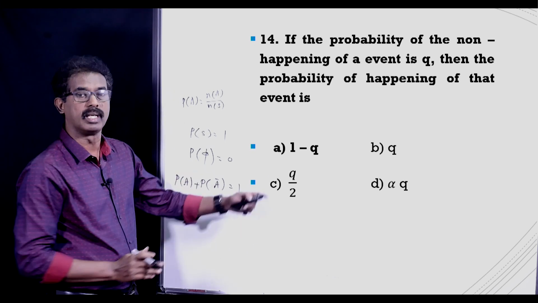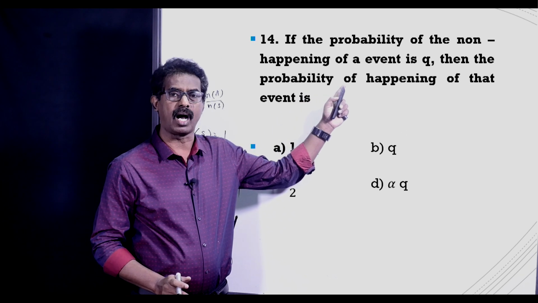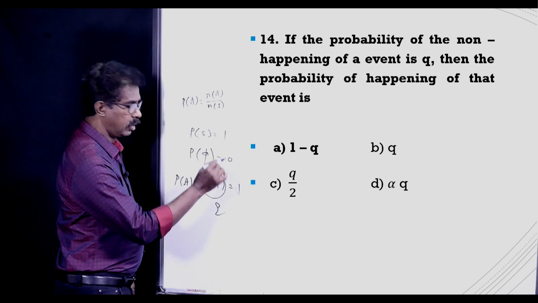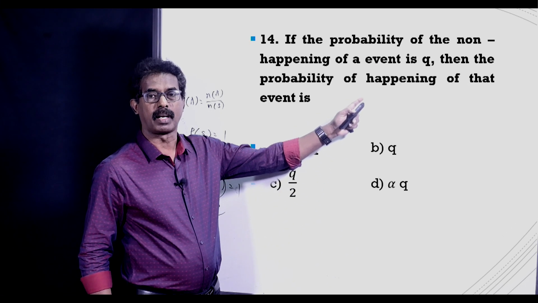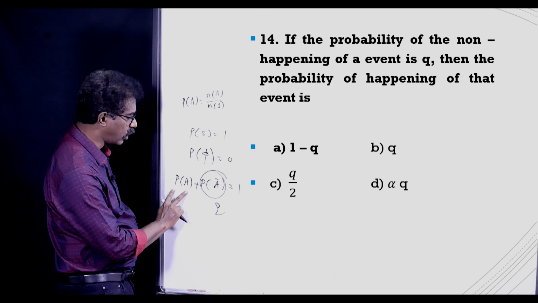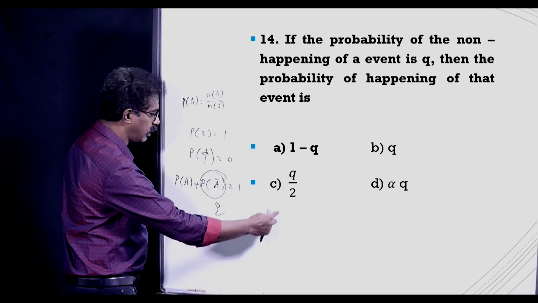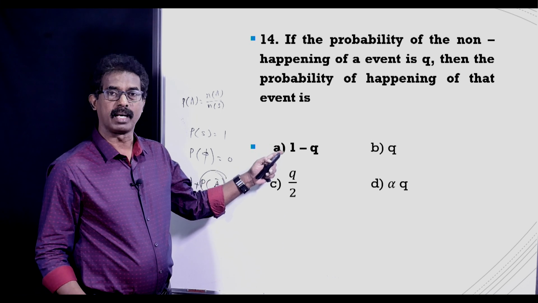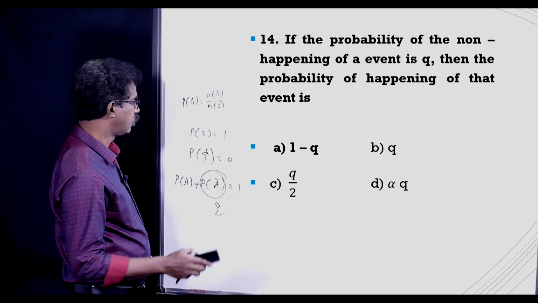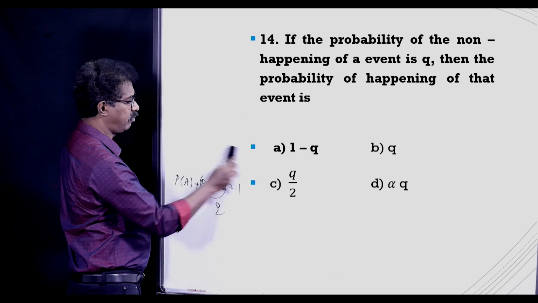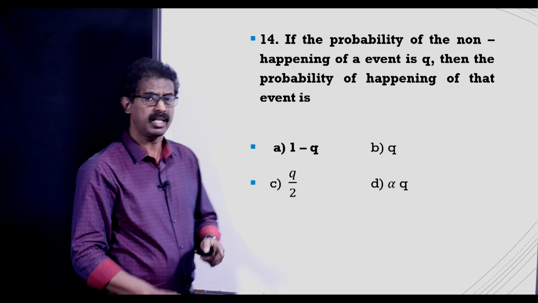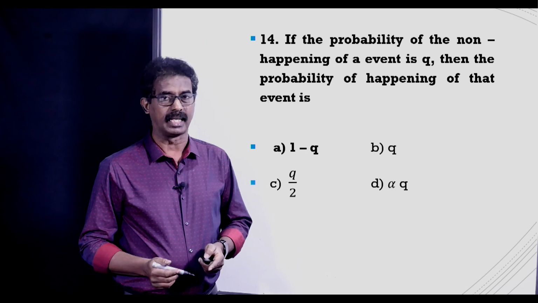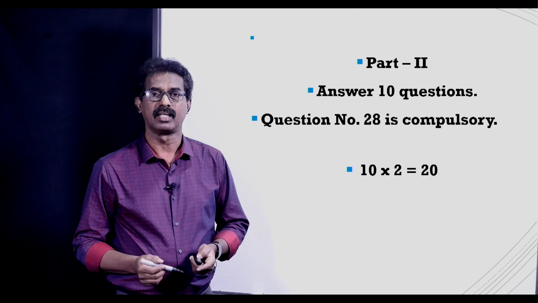This is one such question. What is given here? If the probability of non-happening, that is P of A bar, is Q. They asked to find the probability of happening of that event, that is P of A. You have to find 1 minus P of A bar, that is 1 minus Q. So your answer is the first option, 1 minus Q. Okay, so that's all the objective questions. So you understood all the 14 questions. By learning like this, not only these questions, any questions related to this you will be able to answer. Okay, now we go for 2 more questions.